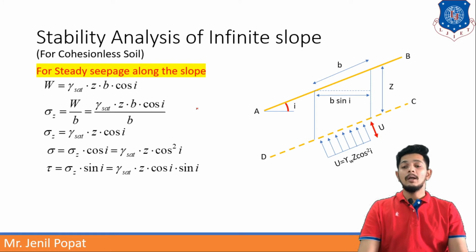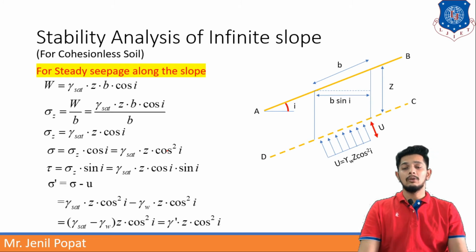Here sigma is equal to sigma Z cos I, tau is equal to sigma Z into sin I. Here the sigma Z value is gamma saturated into Z into cos I. So sigma can be written as gamma saturated Z into cos square I, and tau can be written as gamma saturated Z into cos I into sin I. So these are the equations for steady seepage along the slope.